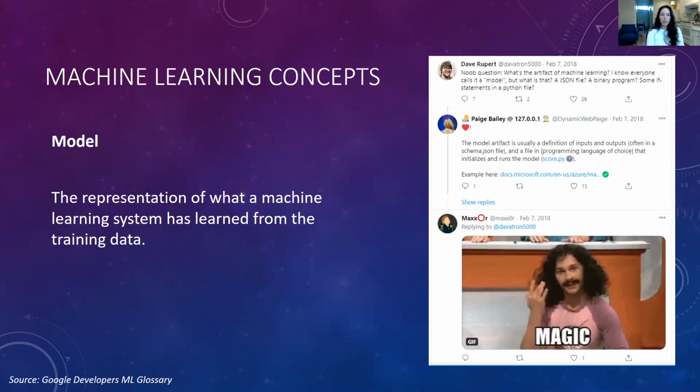So if you're talking about very basic machine learning concepts and making sure that you understand the basics, let's start with model. So what is a model? It's not magic. The model is the artifact that is usually a definition of inputs and outputs, as well as a file that initializes and runs the model. And the model is trained using a machine learning algorithm.